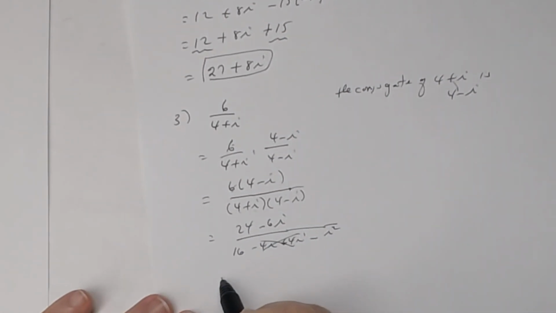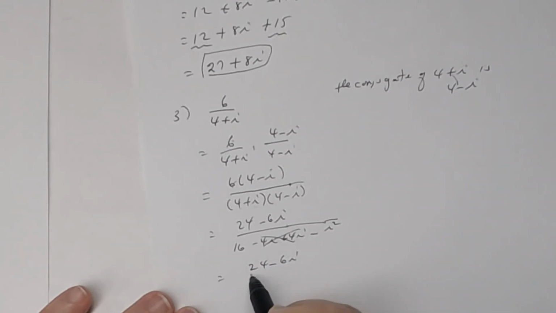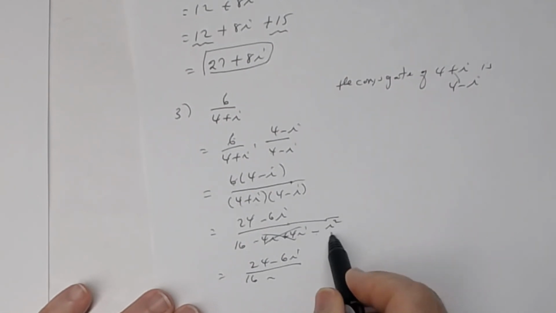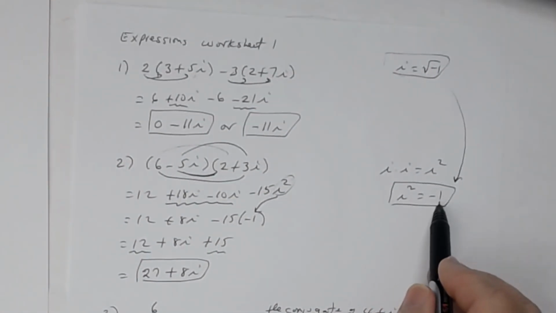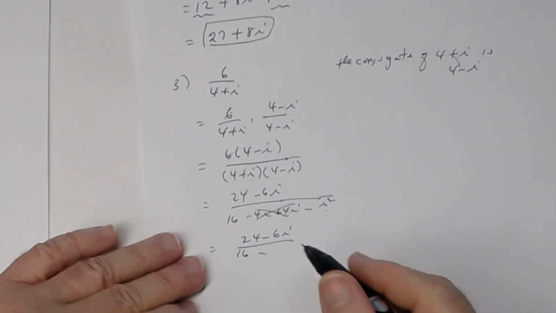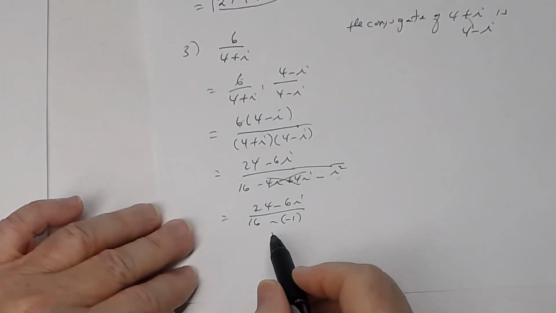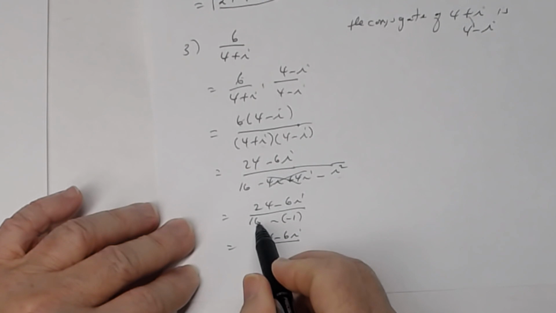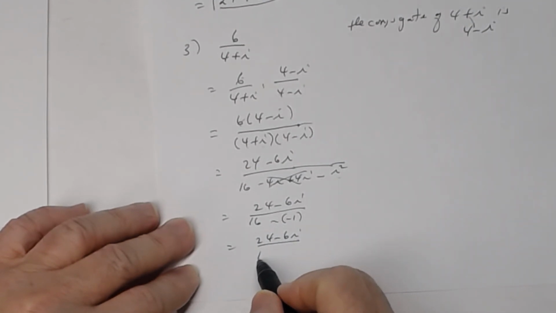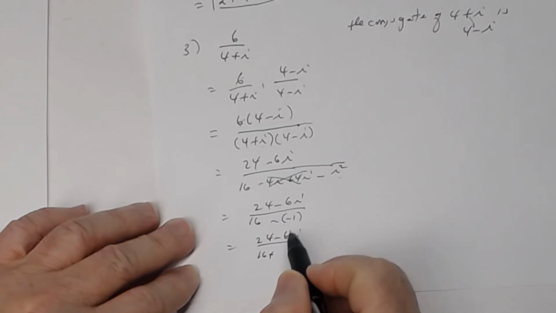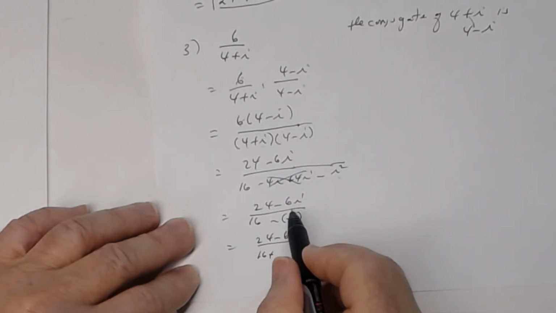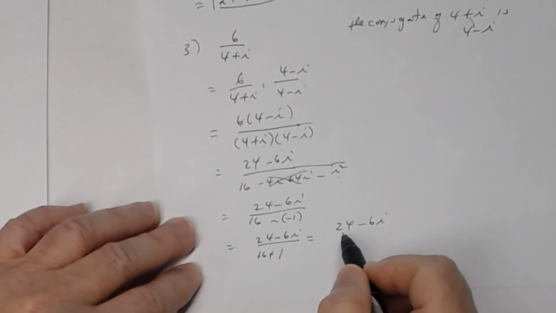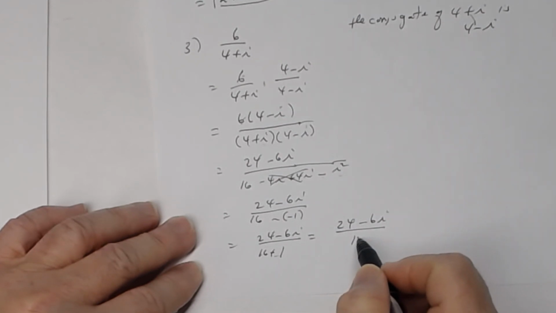And then I get 24 minus 6i divided by 16 minus I squared. Remember, I squared is negative 1. So replace I squared with negative 1. So then this becomes 24 minus 6i. And then I know that 16 subtract negative 1 means 16 plus, change subtraction to addition. So you're going to add the opposite, and the opposite of negative 1 is a positive 1. So now this becomes 24 minus 6i divided by 16 plus 1, which is 17.